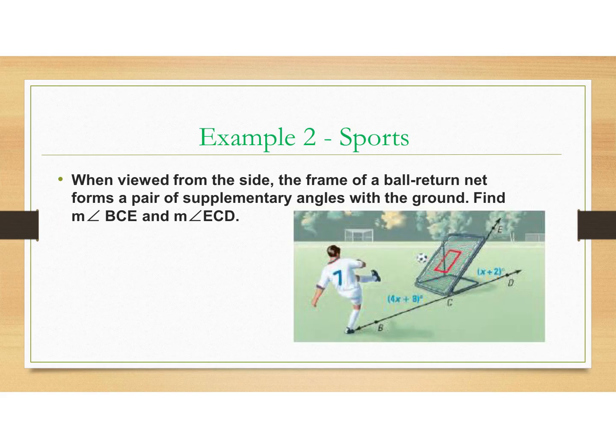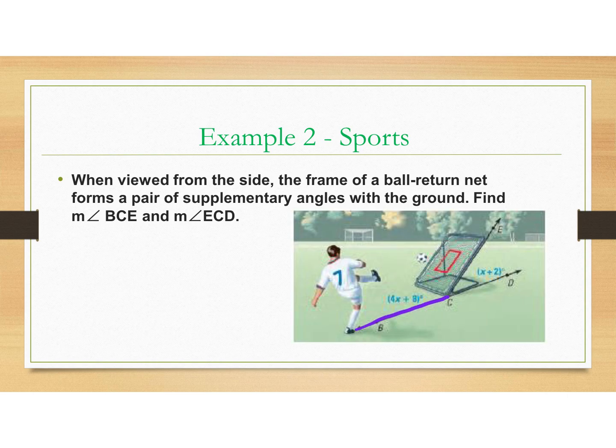So we've got a real life example here, tying it into sports. So it says, when viewed from the side, the frame of a ball return net forms a pair of supplementary angles with the ground. It wants us to find the measure of angle BCE. So BCE, let me highlight it here.